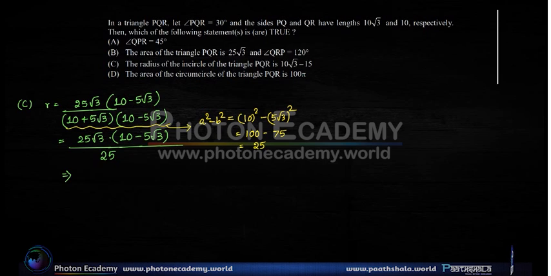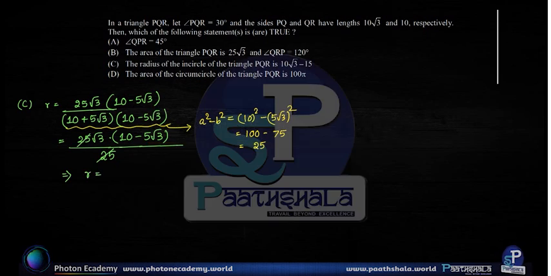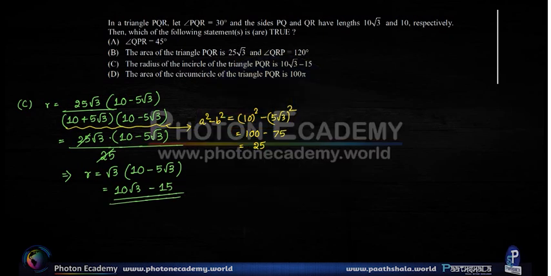That implies R is equal to root 3 into 10 minus 5 root 3, which is equal to 10 root 3 minus 5 3s are 15, which is matching with option C given. That implies C is true.